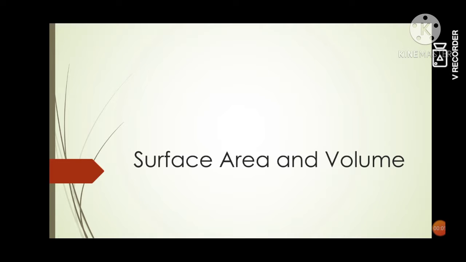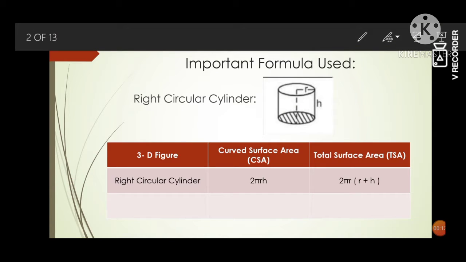Good morning, students. Today we are going to start our next exercise, that is exercise 13.2, of the chapter Surface Area and Volume. Before starting this chapter, the important formula that will be used in this exercise is of the right circular cylinder.